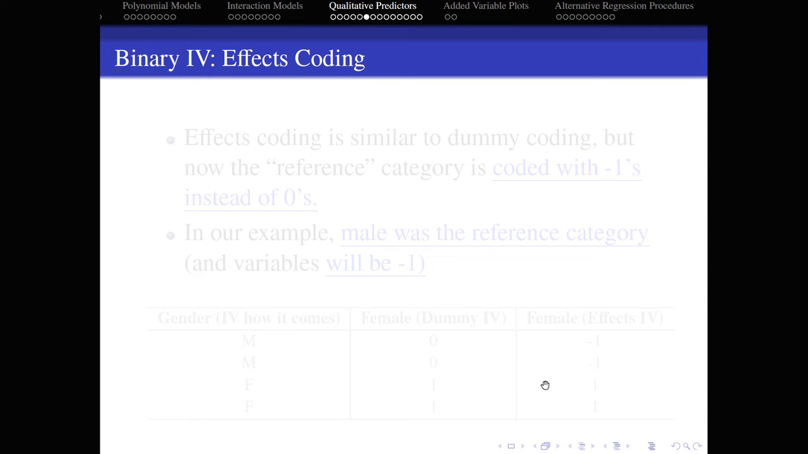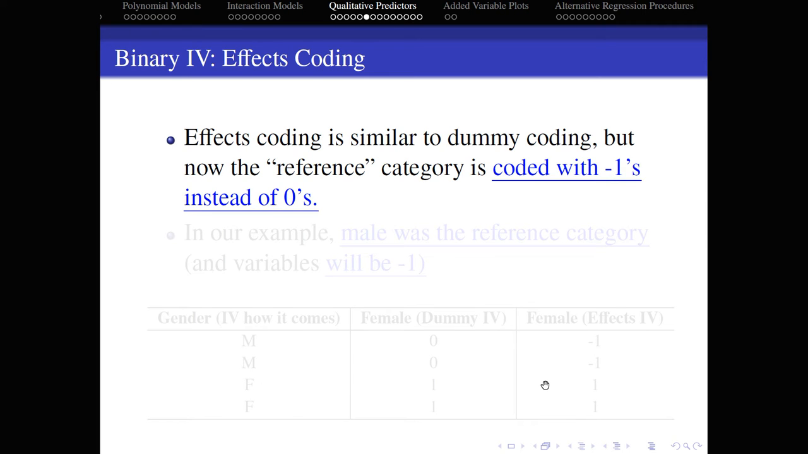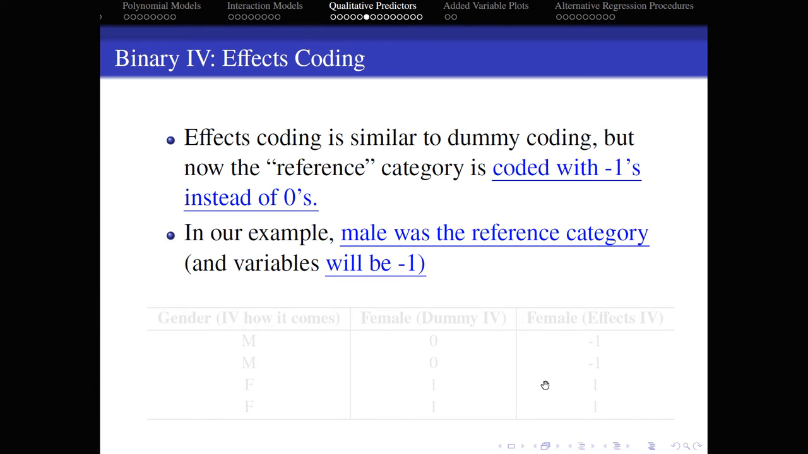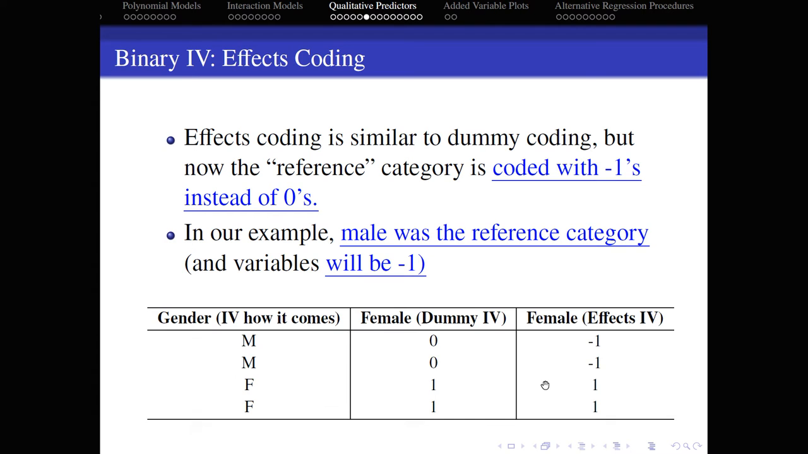All right, so now let's look at effects coding. Effects coding is really similar to dummy coding, but that reference category, those males, instead of being coded with zeros, are now going to be coded with negative ones. In our case, male is going to be the reference category, and so I have here the female dummy coded and then the female effects coded. So we've got male, male, female, female. Dummy coded, the males were zeros and females were 1. Effects coded, though, the males are going to be negative 1 and females are going to be positive 1.